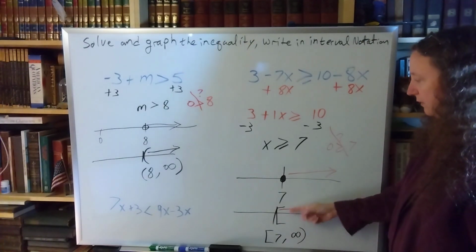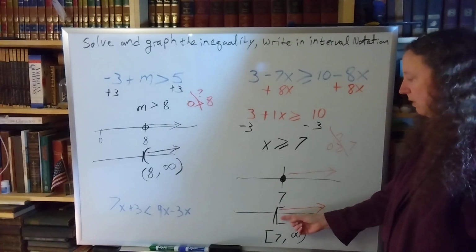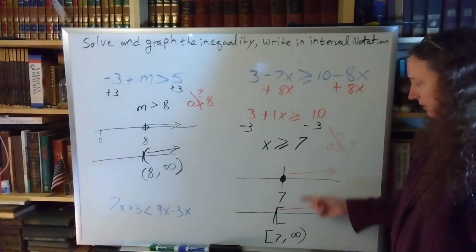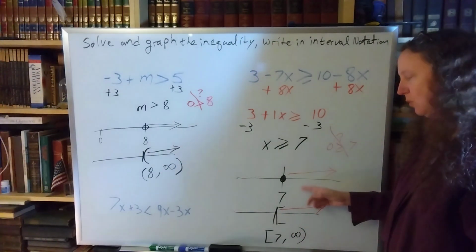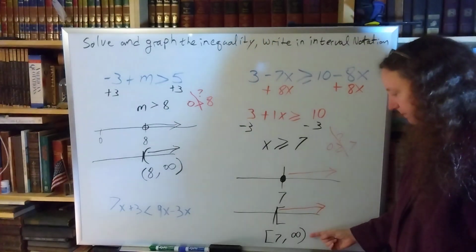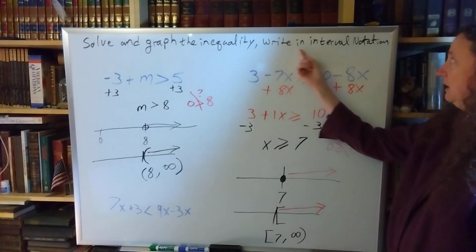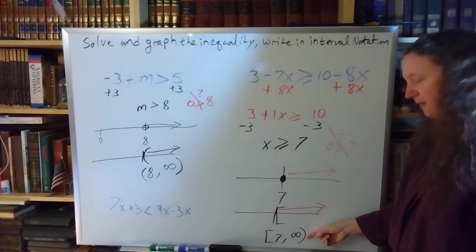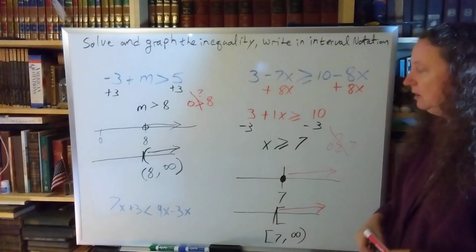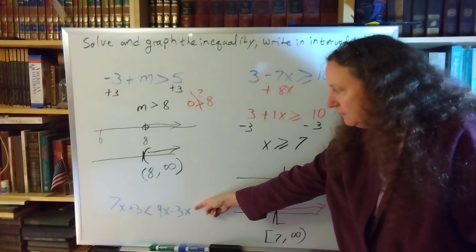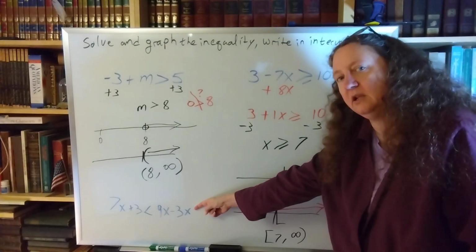So depending on whether you want to use dots or parentheses and brackets, you do one of these two graphs. You don't do both of them, just one of them. But if you're told to write in interval notation, you also have to do that. Looking at this next one here, I need to simplify that.